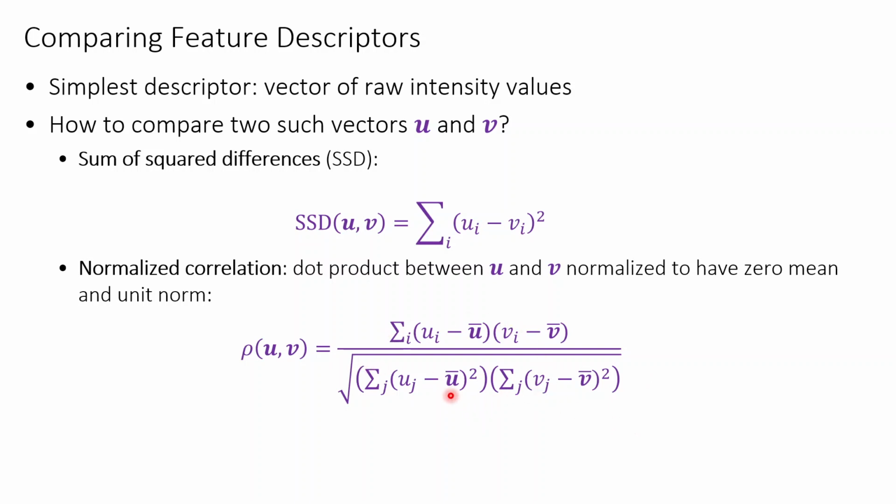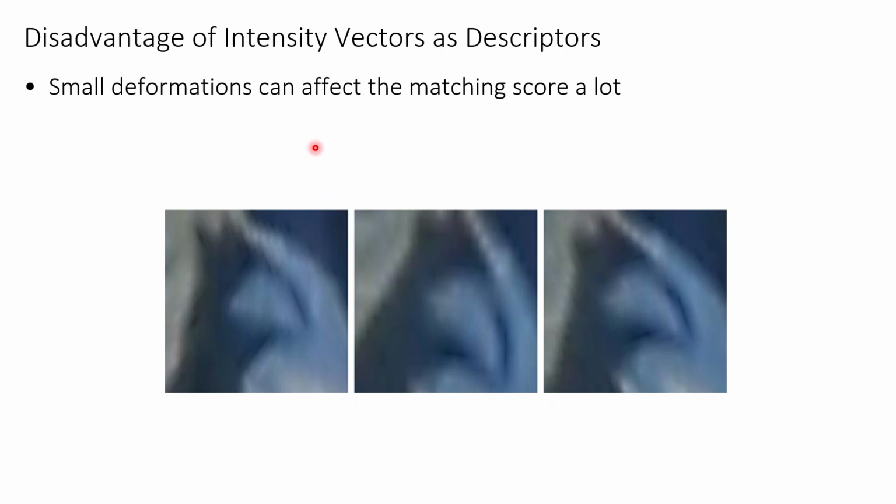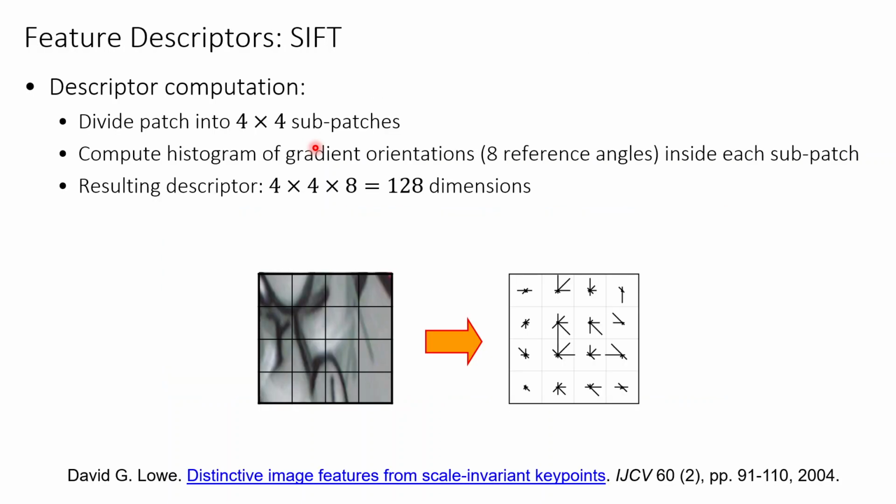So you can think about this expression a little more. Why would we prefer normalized correlation over SSD? Because SSD is affected by the intensity. If the intensity of the first image is high, all the numbers in U will be high. So small deformations can affect the matching score a lot if you just use the intensity. That's why we like properly computed descriptors.